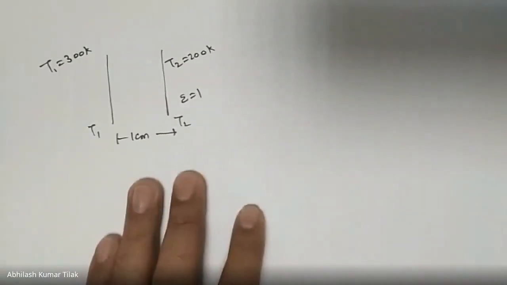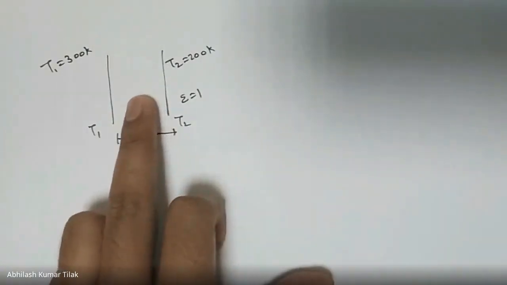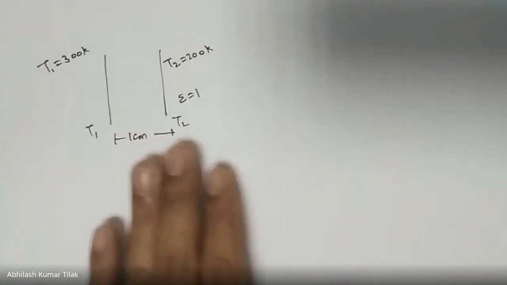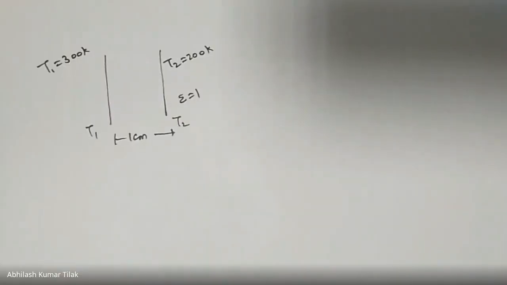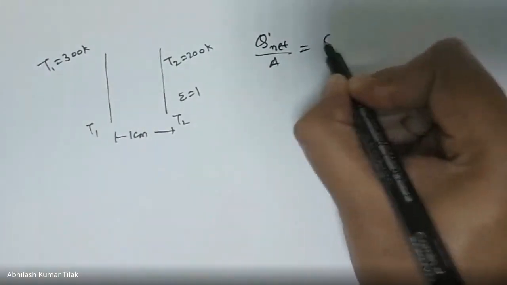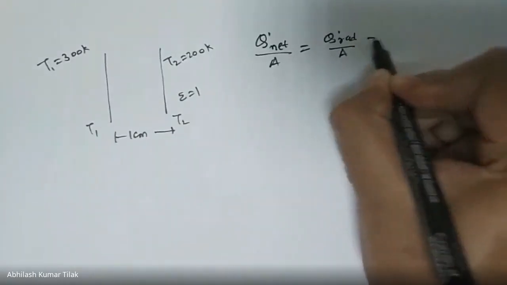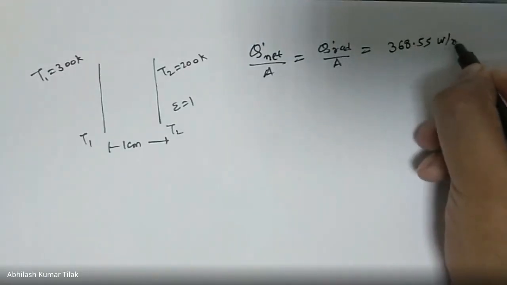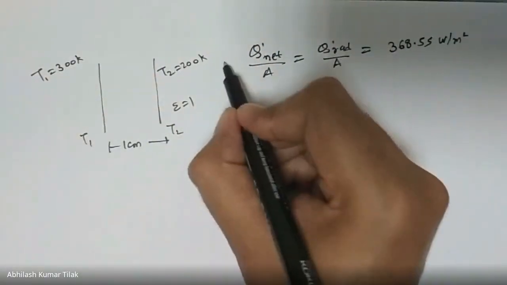So what I was saying, the second part of the question mentions that there is no medium between these two plates. So what mode of heat transfer will be there? Only radiation. In that case, I can write Q net upon area is equal to Q radiation upon area. In that case, that would be equal to 368.55 watt. This is the second part of the question.